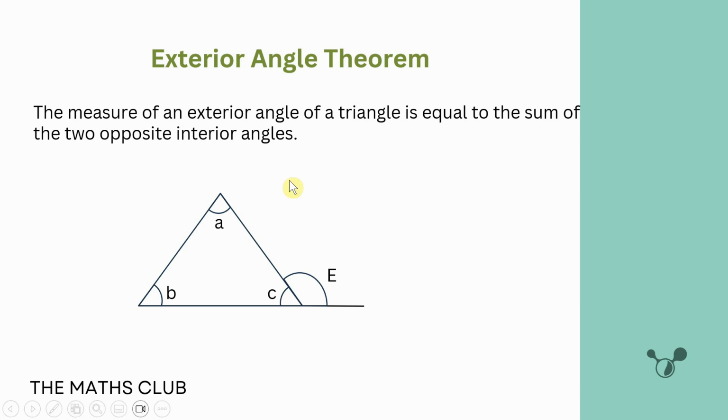Whenever you have a triangle like this and you have an external angle E, E is always equal to the sum of the opposite interior angles. So E is equal to A plus B. The measure of an exterior angle of a triangle, the exterior angle is E, is equal to the sum of the two opposite interior angles. That's E is equal to A plus B.